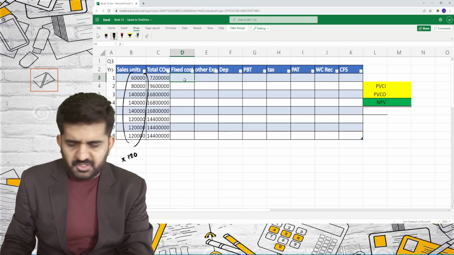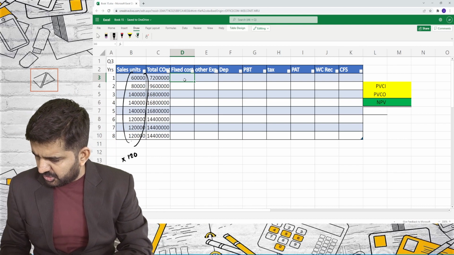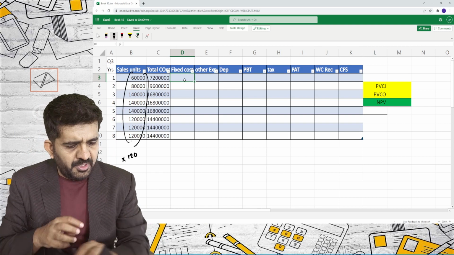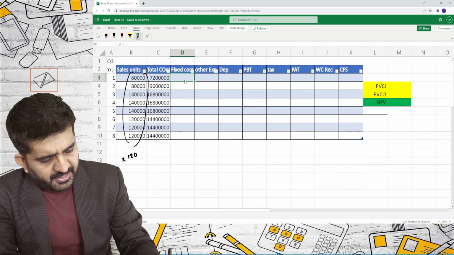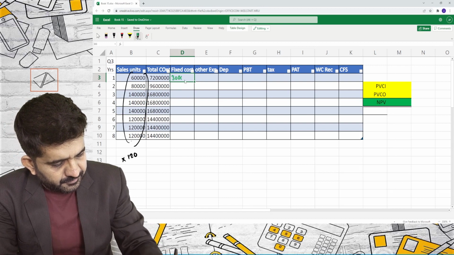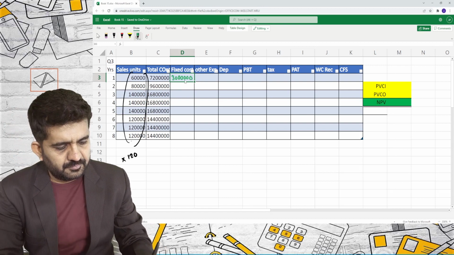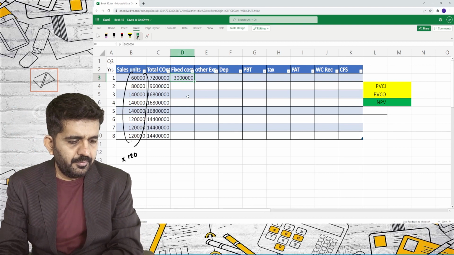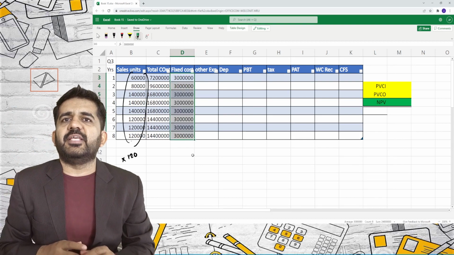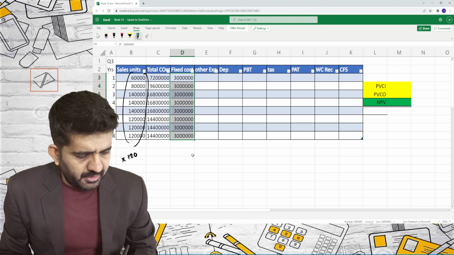What is fixed cost given in the question? You need to see the question. Fixed cost per annum is 30 lakhs. So every year the fixed cost remains the same, which is 30 lakhs.